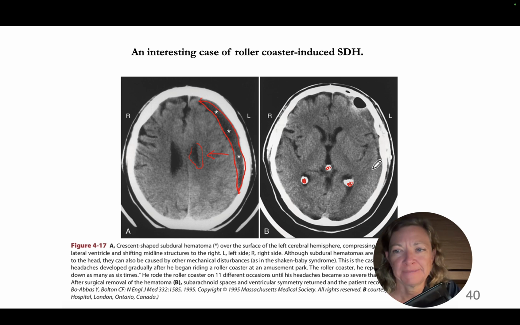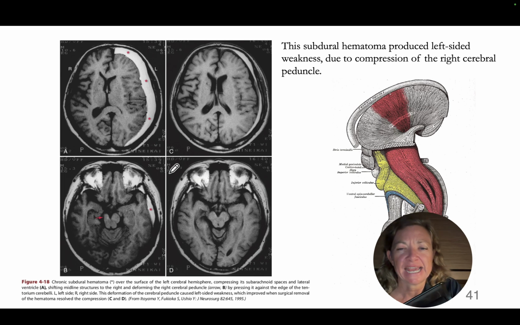Now, earlier I mentioned that the compression of the cerebral peduncles isn't necessarily predictable in terms of laterality. So it's not necessarily predictable or ipsilateral to the site of a mass. And this is a case of a chronic subdural hematoma. Now, don't be confused. These are MRI images. So this chronic hematoma happens to appear bright on this MRI.